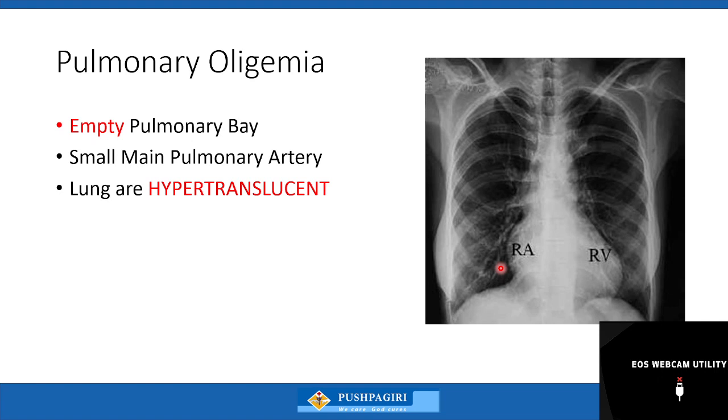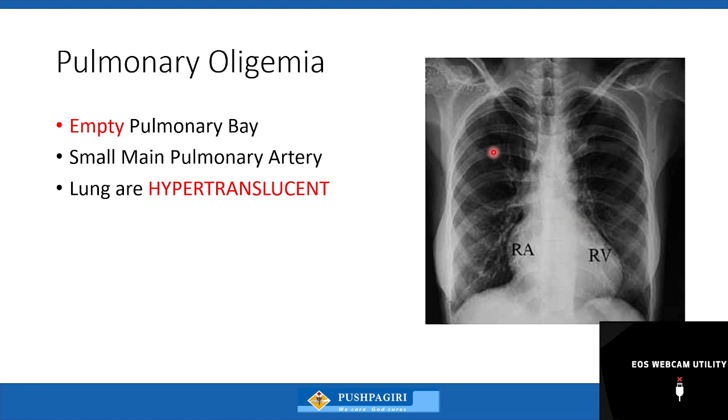Pulmonary oligemia means there is decreased blood flow to the lung. Pulmonary arterial blood flow is very less. So the pulmonary artery will not be prominent. What happens is the pulmonary bay, which we are discussing in detail, can be an empty pulmonary bay. It will show as a pulmonary bay which is more than 15 mm. It will be like the left heart border, it will come and it will have a bay which is more than 15 mm. So that is an empty pulmonary bay. And the main pulmonary artery will be a small one, because of that it will cause an empty pulmonary bay.